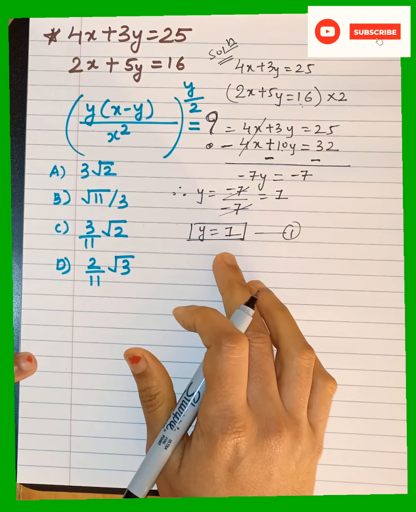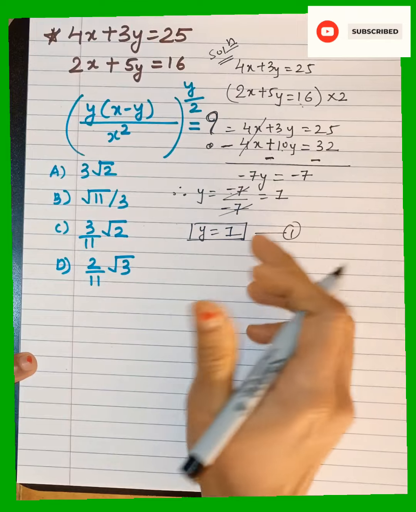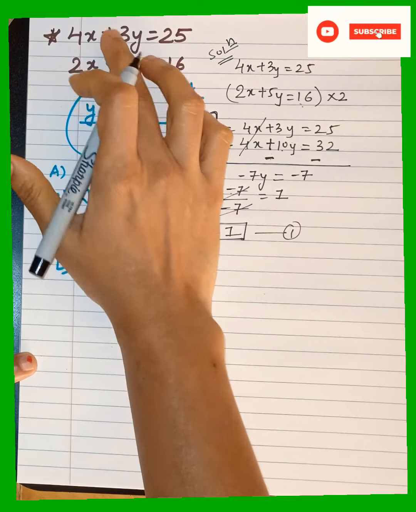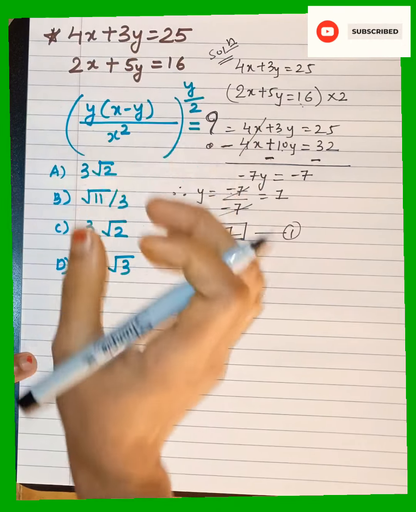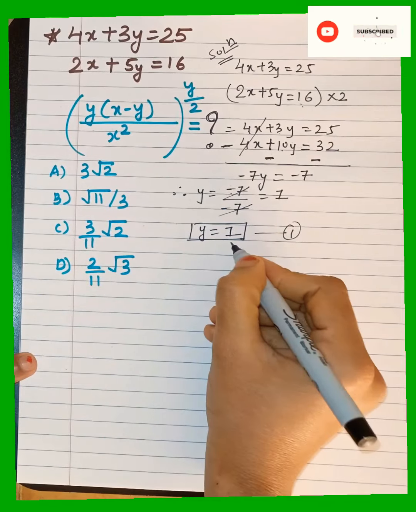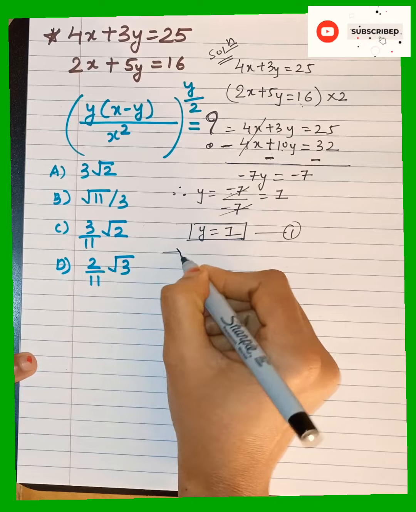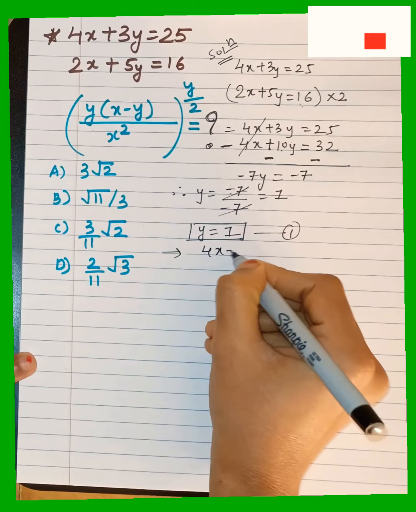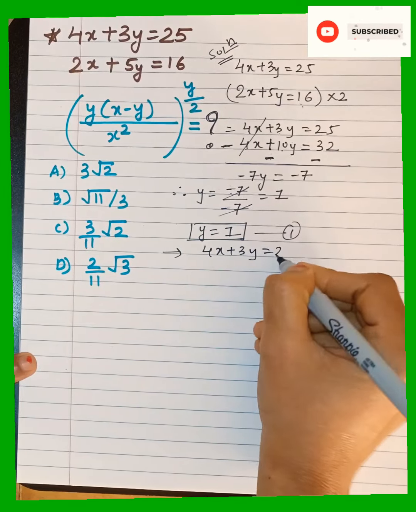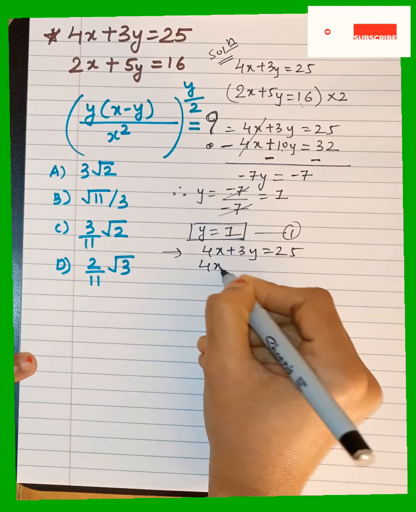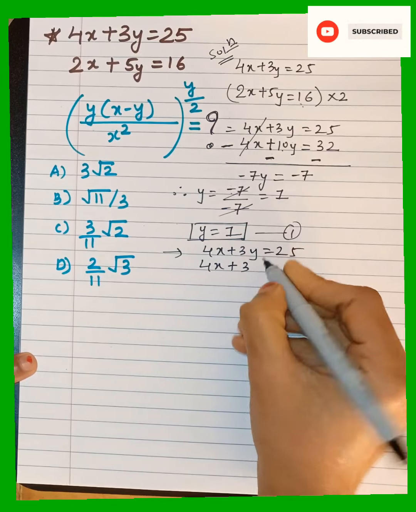Now with the help of this, I can get the value of x. This value you keep in any one equation. Out of these two, take any one and substitute the value, and you get the value of x. So I am taking the first part: 4x plus 3y equal to 25. So 4x plus 3, in place of y, I am keeping 1.